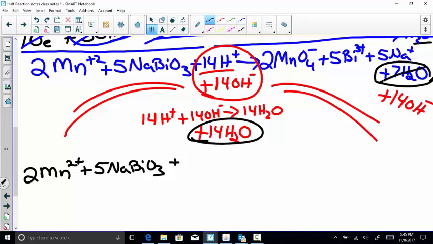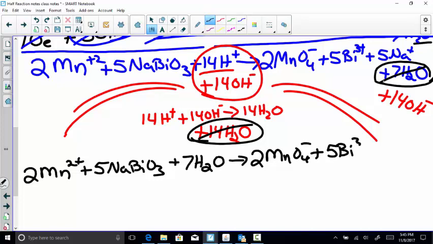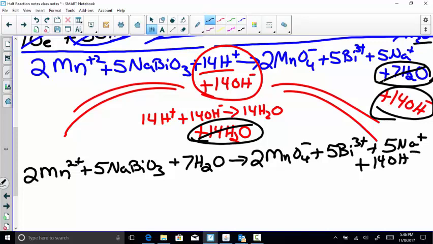Those 7 waters will take out 7 of those waters, so I'm just combining like terms. That's going to yield 2 MnO4 minus plus 5 Bi3 plus, 5 Na plus, 14 OH minuses. And this now makes this a basic solution. So that is balancing oxidation reduction reactions in acidic or basic solutions.